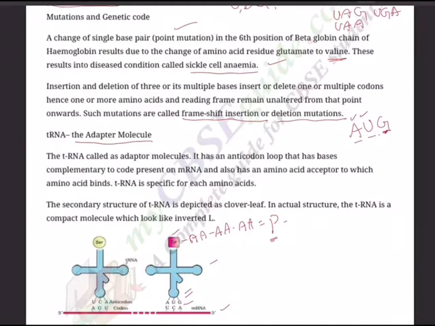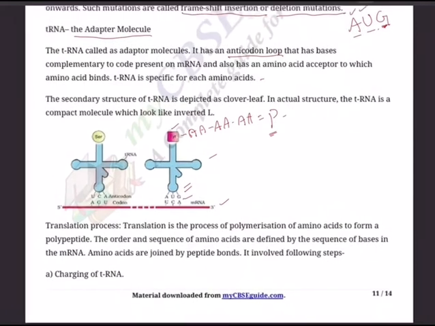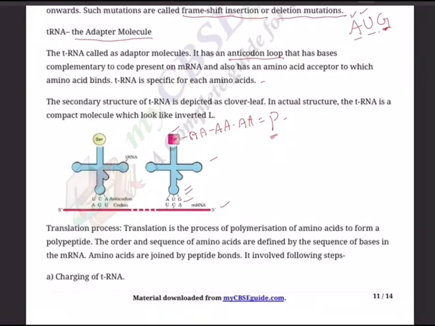So tRNA plays a very important role in protein synthesis. What does it have? It has an anticodon loop, that's the main thing, and that has bases complementary to the codon present on mRNA, and it also has an amino acid acceptor site to which the amino acid binds. tRNA is specific for each amino acid. The secondary structure of tRNA is depicted as a clover leaf. Just now I said clove, lavanga. In actual structure, the tRNA is a compact molecule which looks like an inverted L. And further, we go ahead with the background that for protein synthesis, first of all, the process of protein synthesis from mRNA is called translation. That you must remember.